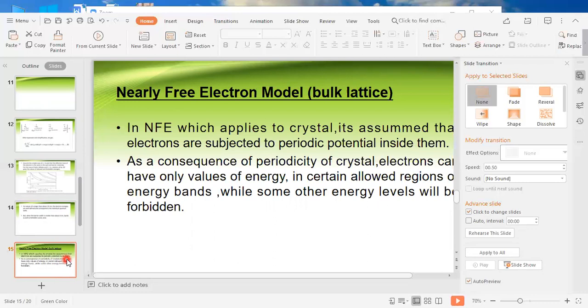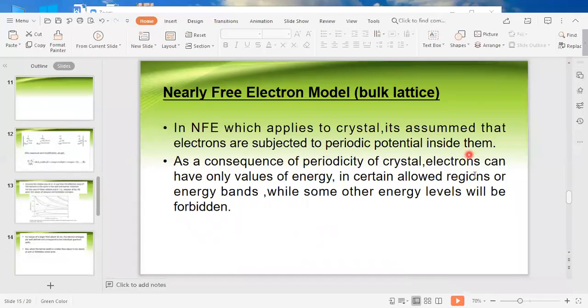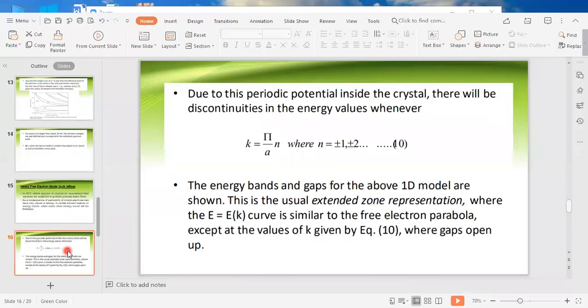In such a model, the NFE model, when it is applied to a crystal, it is assumed that the electrons are subjected to a periodic potential inside them. And due to this periodic potential, we are able to see forbidden bands and allowed bands. Due to the periodic potential, there will be discontinuities in the energy values whenever K, the wave vector, is equal to n pi by a, the Brillouin zone.